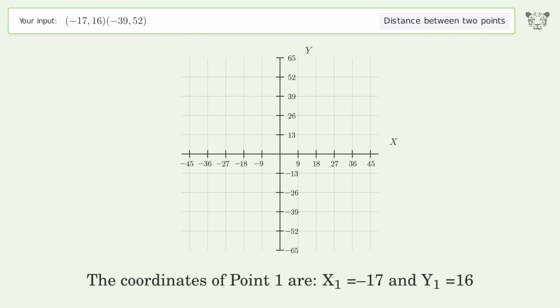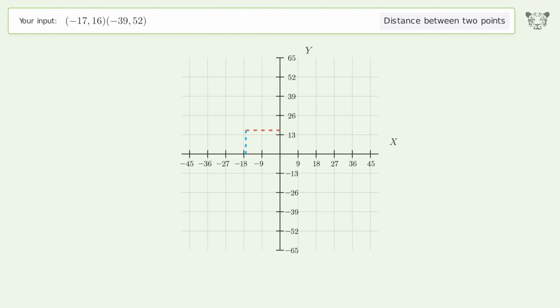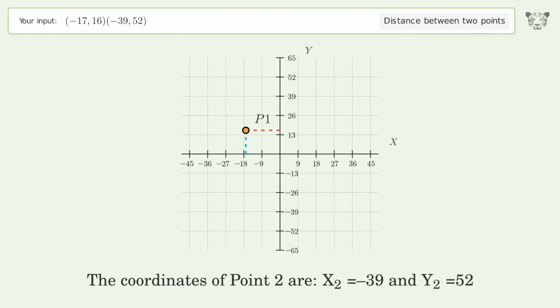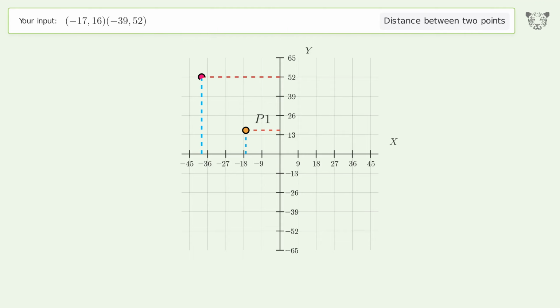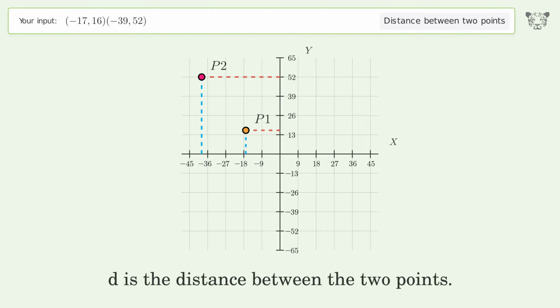The coordinates of point 1 are, x1 equals -17 and y1 equals 16. The coordinates of point 2 are, x2 equals -39 and y2 equals 52. D is the distance between the 2 points.